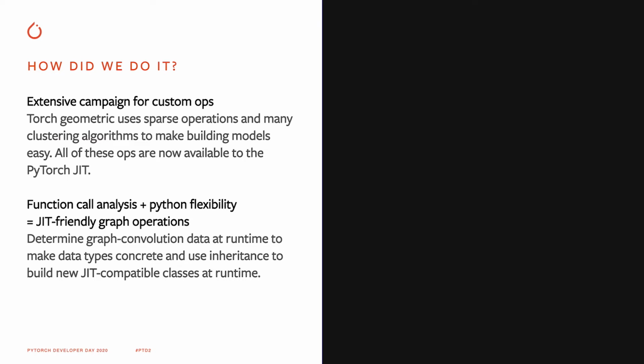So how did we do it? The first thing that needed to be done, that Matthias worked extensively on, was performing a campaign to get all the custom ops into JITable form. So Torch Geometric uses a huge number of sparse operations and quite a number of clustering algorithms as well, and all of those needed to be made available.